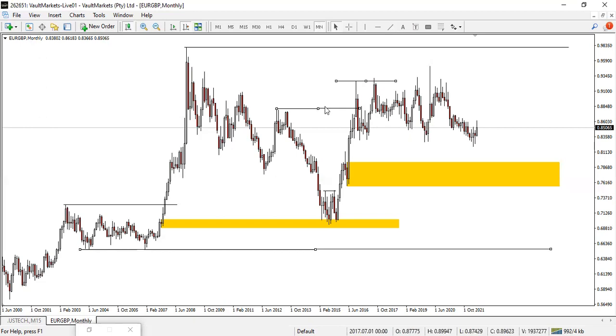However, where does this high come from? It comes from this low here. All right, it comes from this low here. Okay, so this low, it gave us what? A liquidity grab. This is not a break of market structure. And then after this stop hunt, price was pushed down to the very same spot where it started.